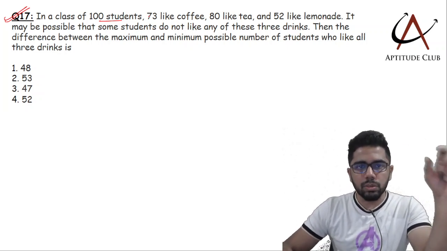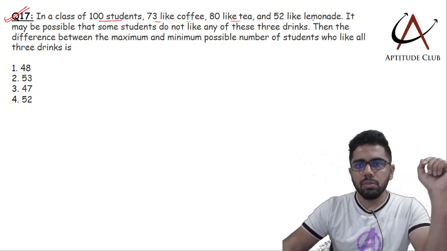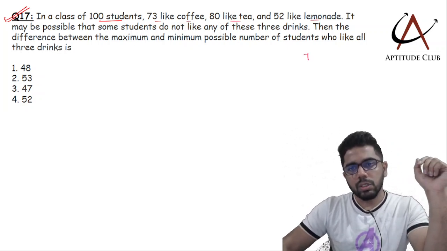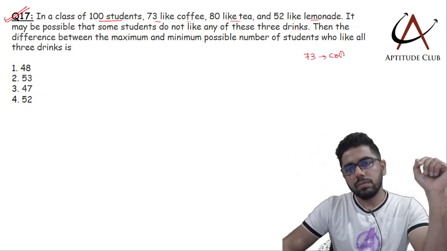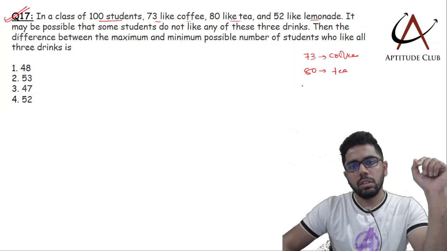So there are 100 students, 73 of them like coffee, 80 of them like tea and 52 like lemonade. Okay, so 73 people they like coffee and 80 people they like tea and 52 people they like lemonade.